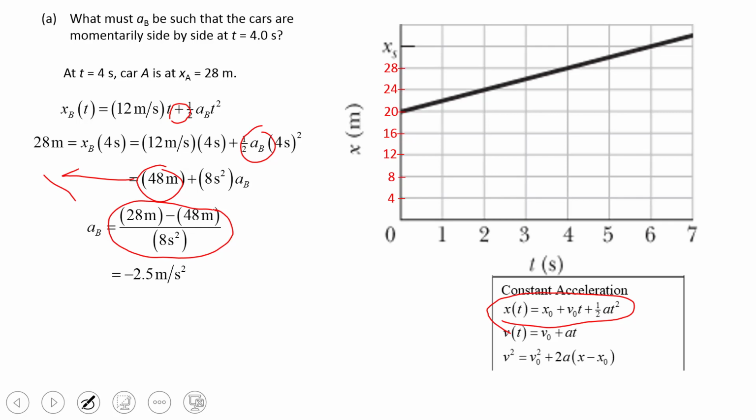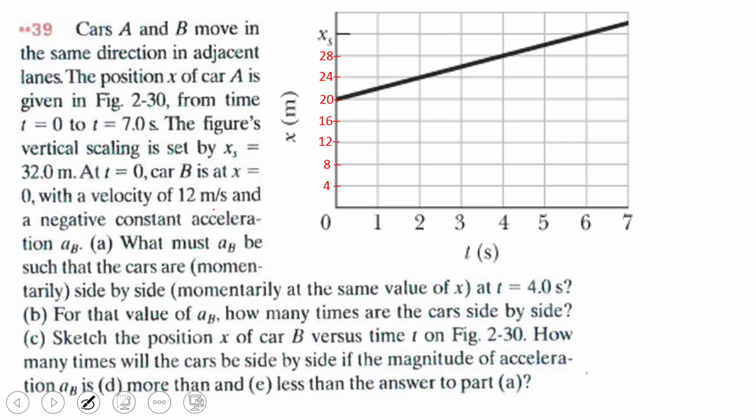Let's go back and look at the problem because, as I say, there are a lot of words in this problem. So here it says for part B, for that value of a, how many times are the cars side by side? So that's a little bit confusing. Part C actually says to sketch the position, and that wasn't part of the WileyPLUS because they can't have you sketch results for WileyPLUS. But then it also says, if the acceleration is larger or smaller, how is that going to change?